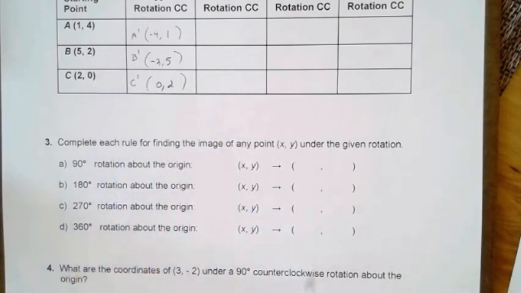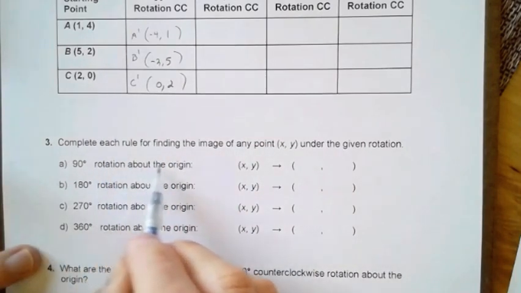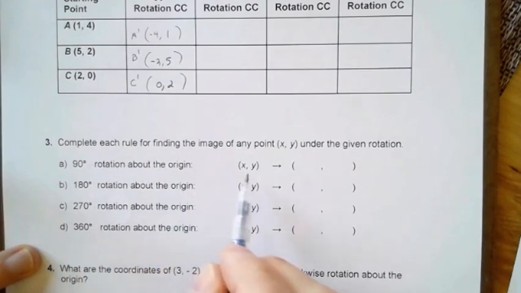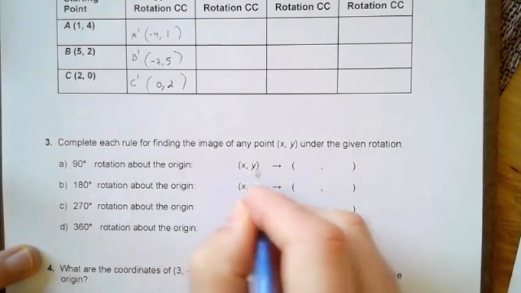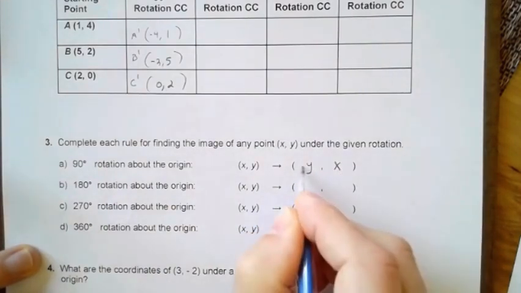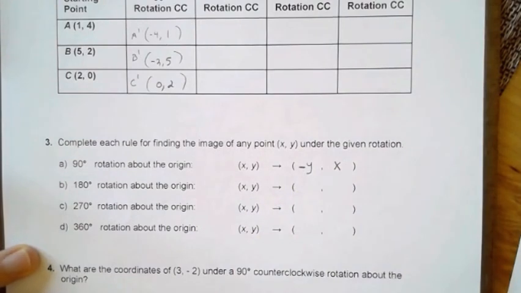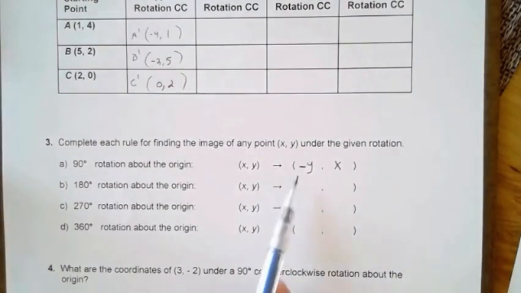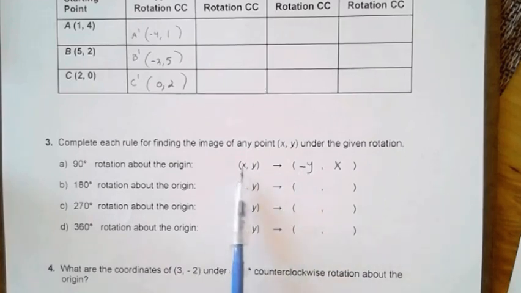So a 90-degree rotation about the origin takes the point XY, it reverses where X and Y are located, and it makes the Y value here its opposite. Okay, the negative there doesn't mean that the number is necessarily negative, it just means the opposite. So xy goes to the point -y, x.